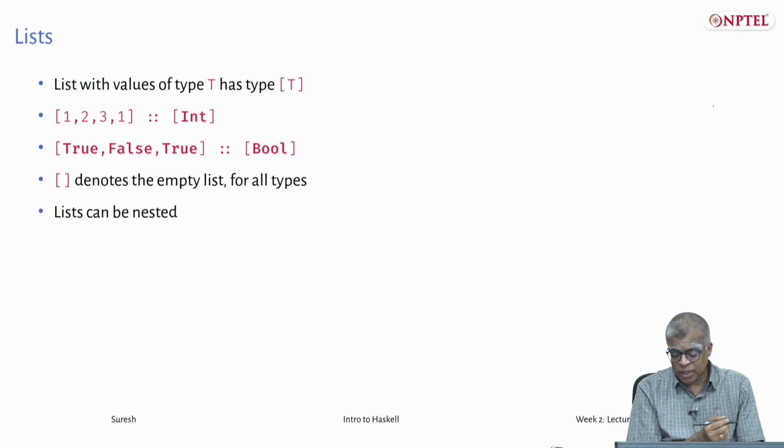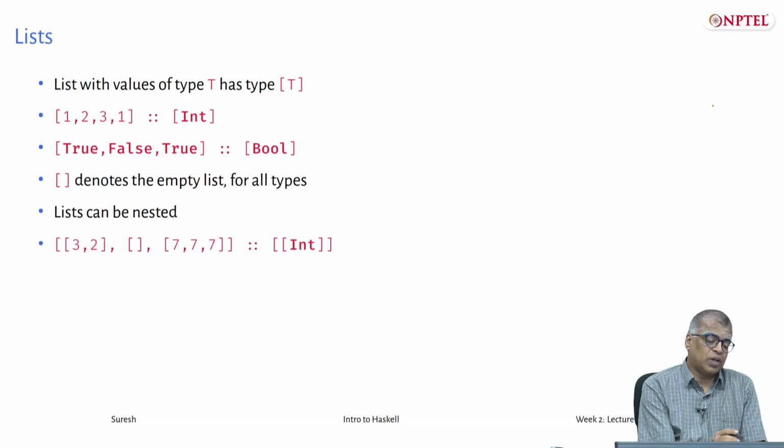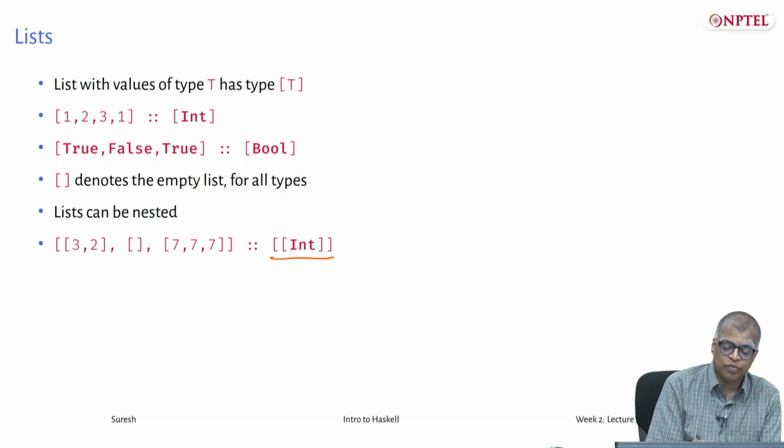Lists can be nested, as I mentioned before. So you can have the list consisting of the list [3, 2], the empty list, and the list [7, 7, 7]. This is of type list of list of Int.